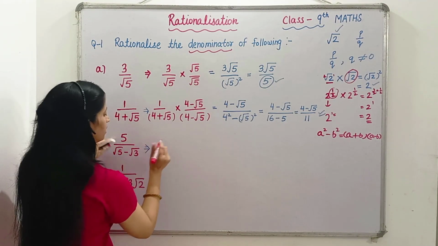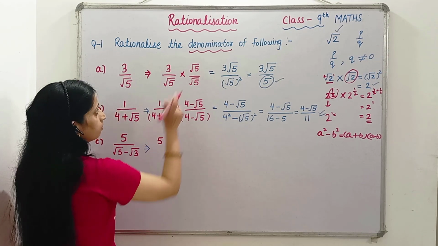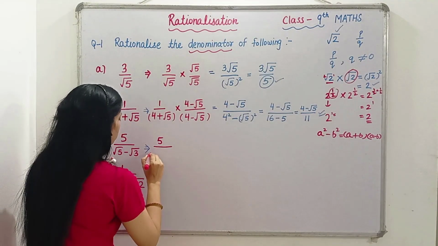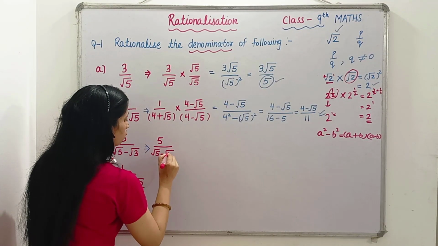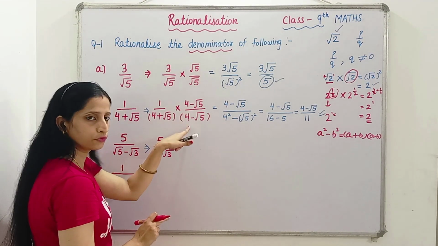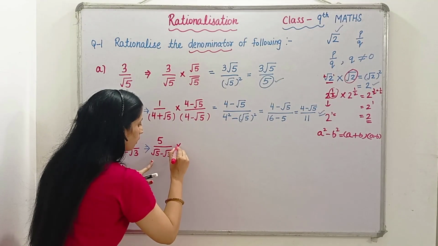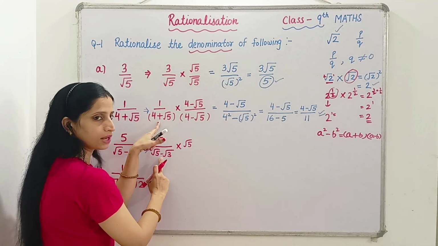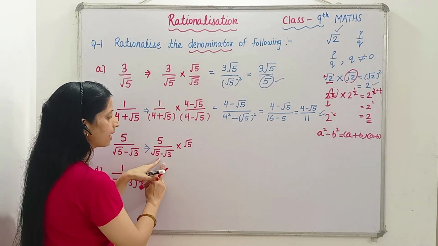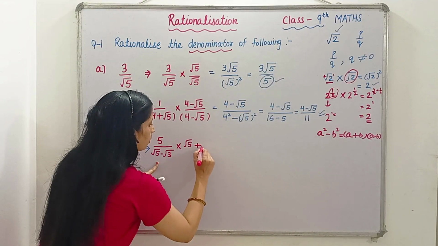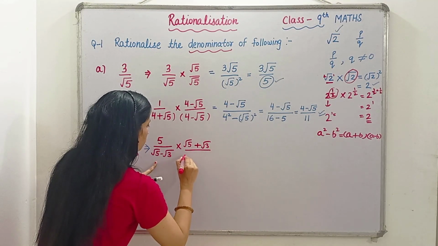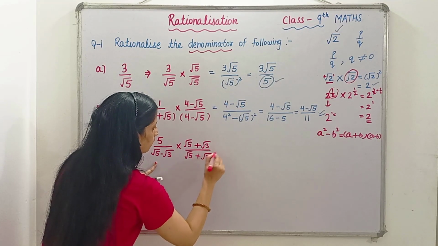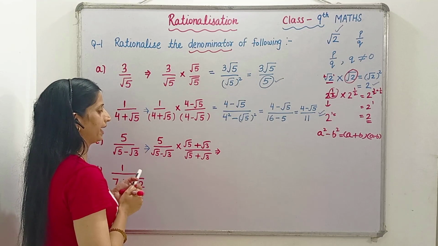The numerator is already rationalized, so we will write it as it is, because we have to rationalize only the denominator. We will look at the denominator and write it as it is, root 5 minus root 3. Again, we will follow the same method. We will multiply by root 5 and change the sign. Here it was plus, so we did minus. Here it is minus, so we will put the sign of addition and write the same terms here: root 5 plus root 3.